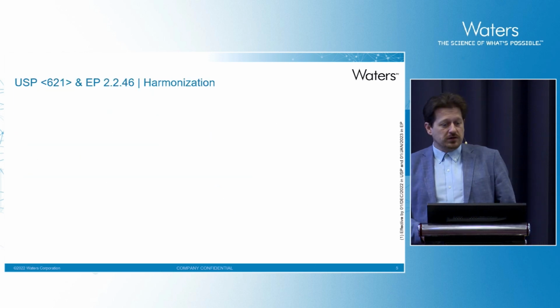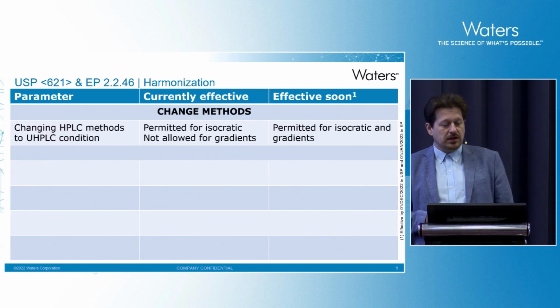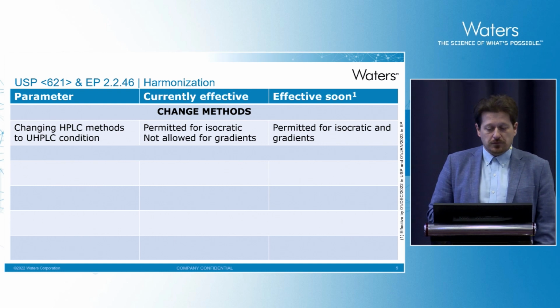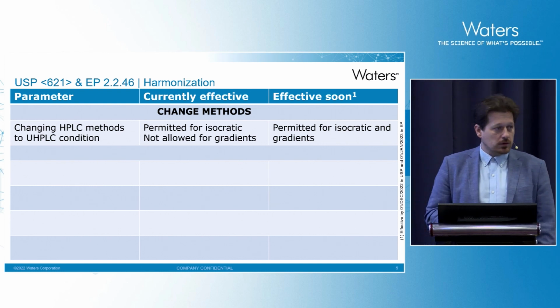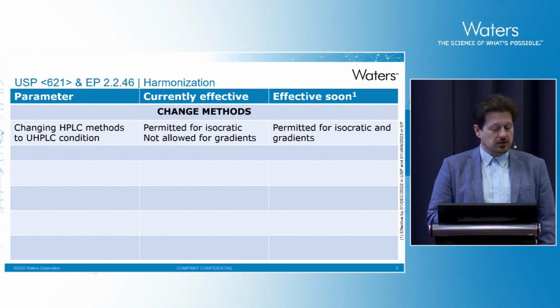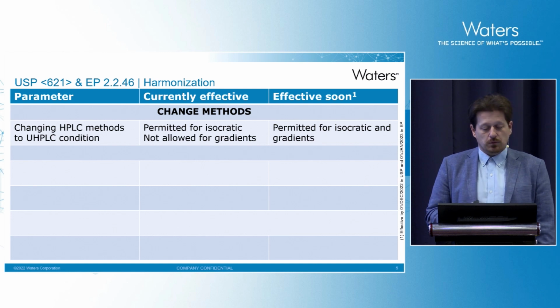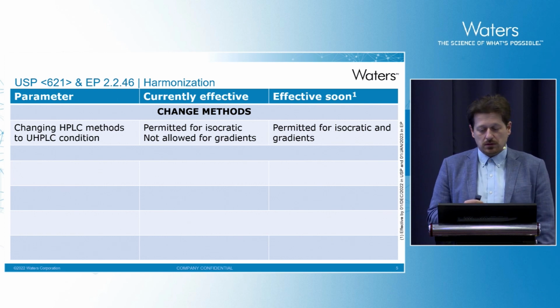So what was the change? What is new? The biggest change from my perspective is that we are allowed to convert any method from the book, meaning monograph or compendial procedure, to UHPLC, or if you like to say UPLC conditions, without revalidation. Of course, only as long as we play according to the rules that are outlined in the chapter. I will explain them and will guide you through how to change the method.